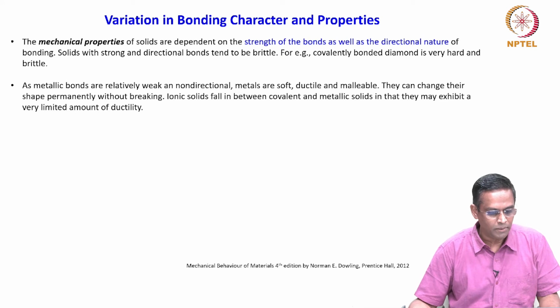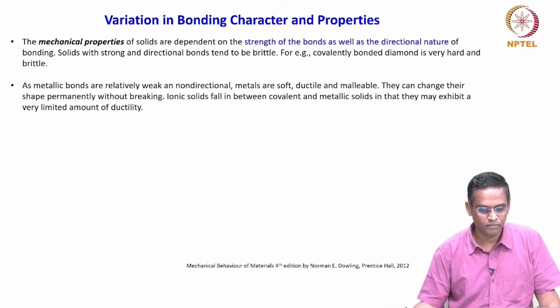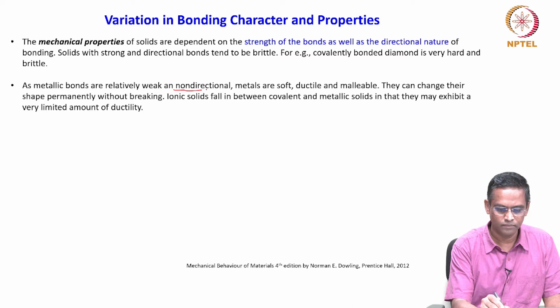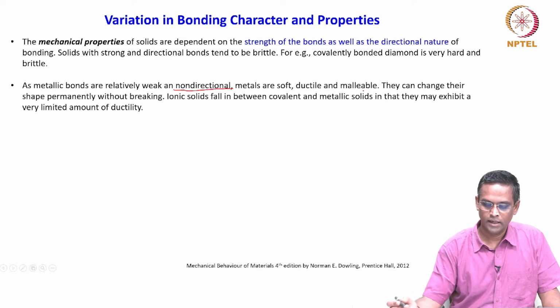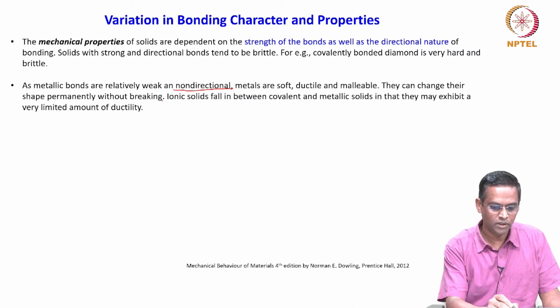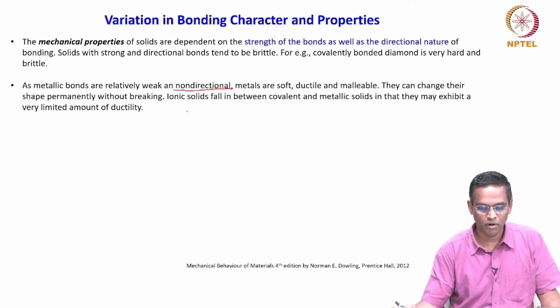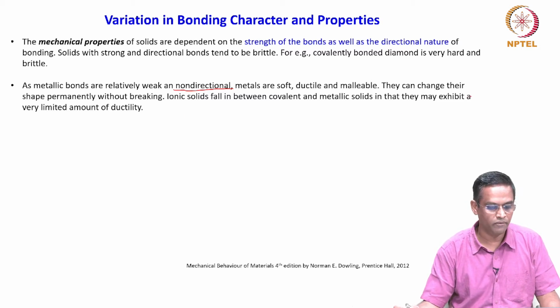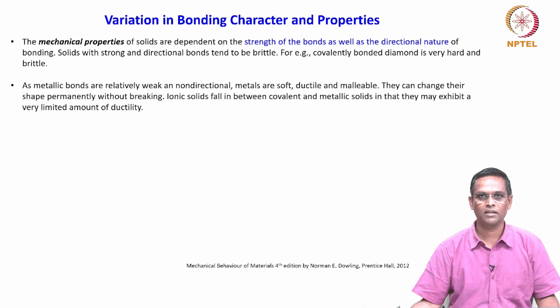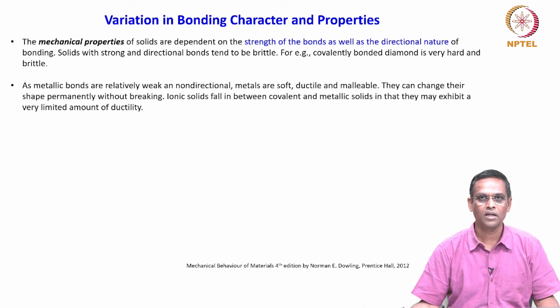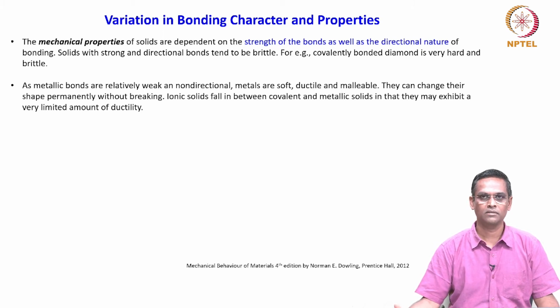As metallic bonds are relatively weak and non-directional, metals are soft, ductile and malleable. They can change their shape permanently without breaking. Ionic solids fall in between covalent and metallic solids in that they may exhibit a very limited amount of ductility. So, you have one extreme, metallic bond, and the other extreme, covalent bond. Ionic bond comes in between in terms of mechanical strength and physical properties.